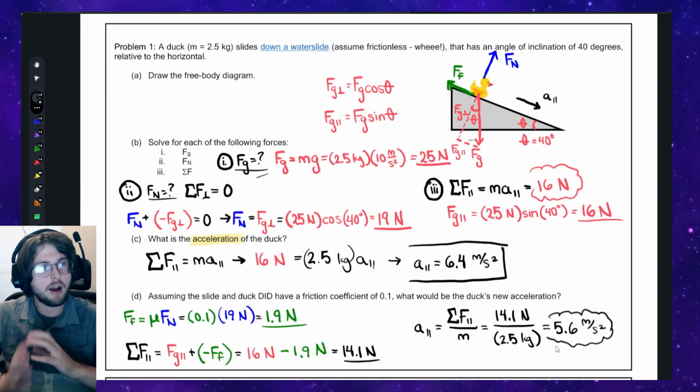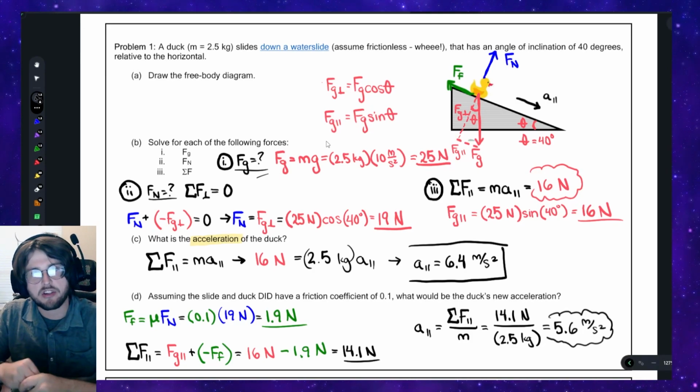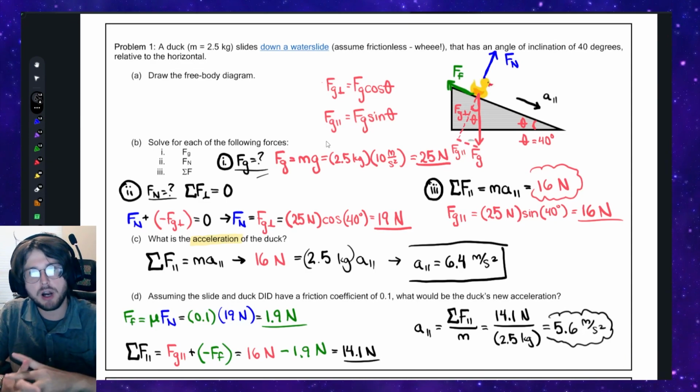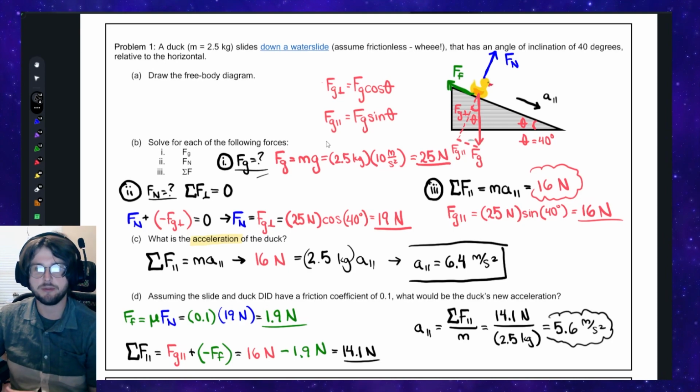So after all of that, this is usually all of the things that you would expect to see in an inclined plane sort of problem, other than maybe adding extra forces involved besides friction.